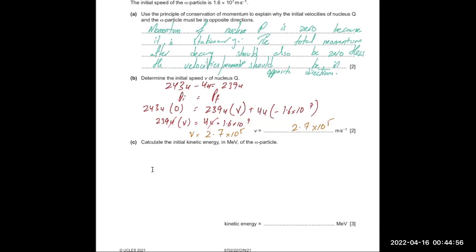So they're basically testing whether you know how to convert joules into mega electron volts, because calculating the kinetic energy is not a problem. So EK is equal to half mv squared, half times mass, which is 4U. This time around, because we need the answer in U, we need to plug in the value of U, which is 1.66 into 10 raised to the power minus 27 times v squared, the speed with which the alpha particle was moving, which is 1.6 into 10 raised to the power minus 7 squared.